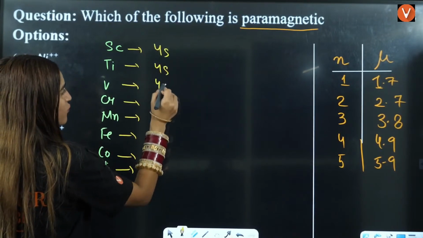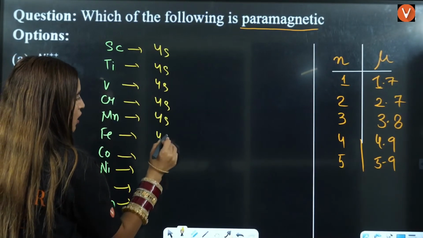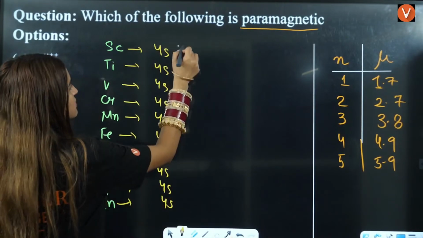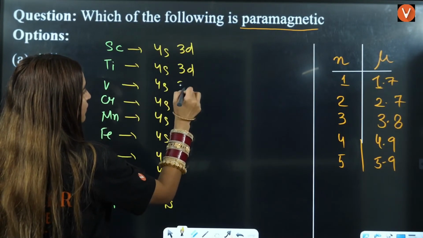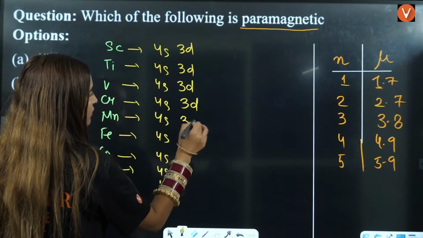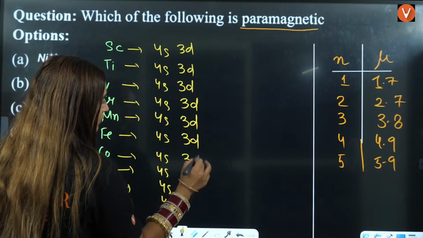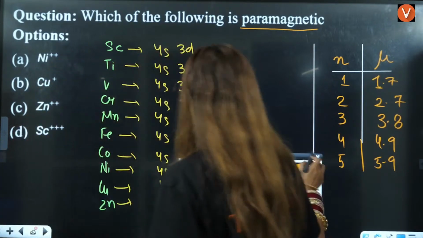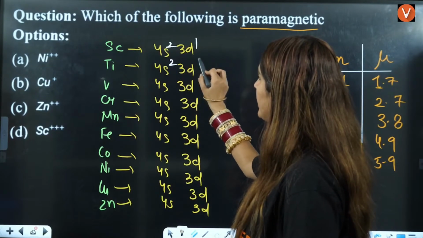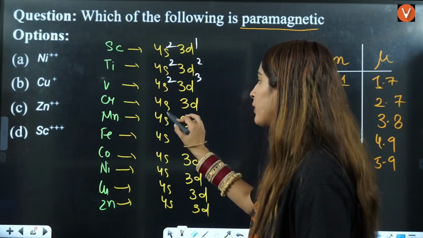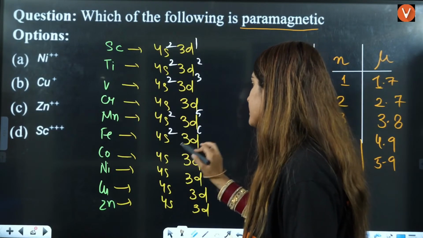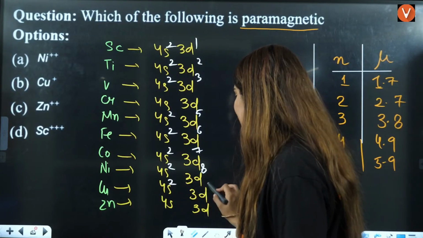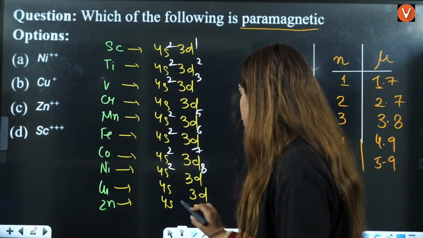4s, 3d. Right? So 21, 22, 23. Stop at 24, 25, 26, 27, 28, 29, stop at 29 also.